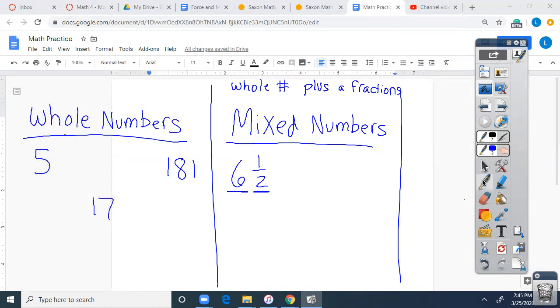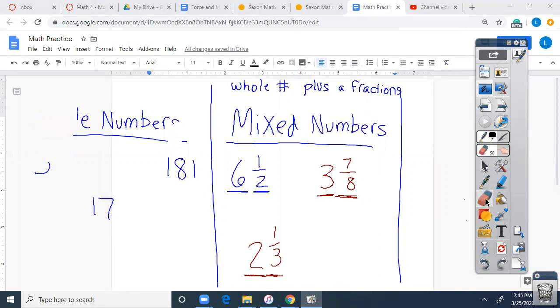So 6.5. Another example would be 3 and 7/8, 2 and 1/3, anything like that. Anything that has a whole number and a fraction. A whole number and a fraction. Okay, that is what a mixed number is. All right, we don't really have any room over here, so I'm just going to erase this whole number part because you guys know what whole numbers are.